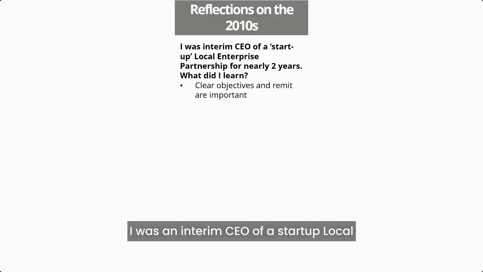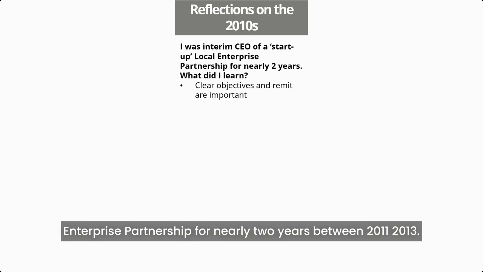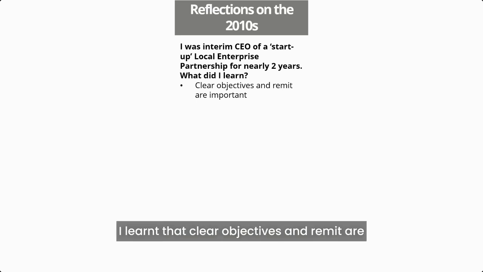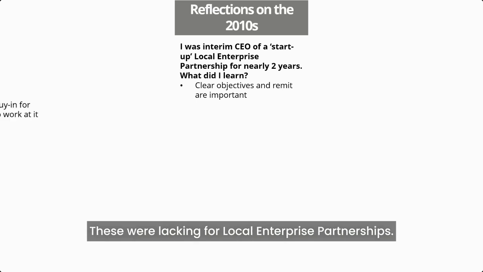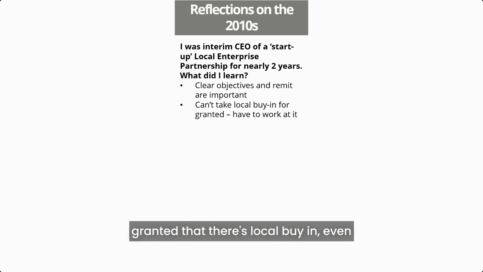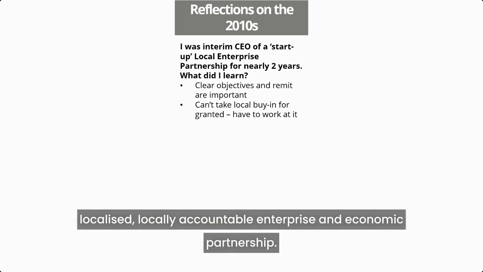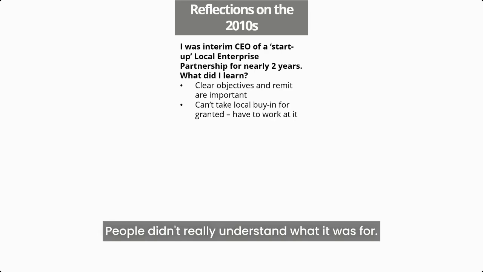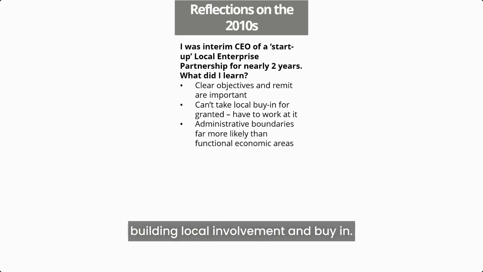I was an interim CEO of a startup local enterprise partnership for nearly 2 years, between 2011 and 2013. And what did I learn? I learned that clear objectives and remit are important from central government if it's their initiative. These were lacking for local enterprise partnerships. And you can't really take it for granted that there's local buy-in, even though there's a promise of a more localized, locally accountable enterprise and economic partnership. People didn't really understand what it was for. You had to really work at building local involvement and buy-in.